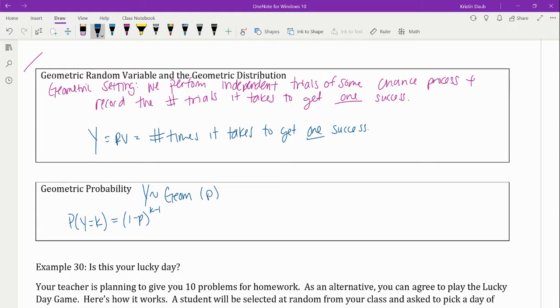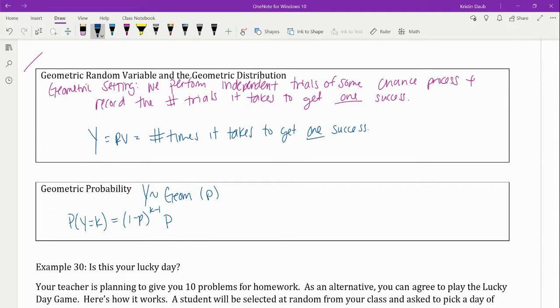1 minus p is the probability of failure. And I have (1 minus p) to the power of k minus 1, because it's going to take me k tries to get a person with a jumper cable. So k minus 1 times, I will have a person with no jumper cables. And then the very last time, I will find someone who does have jumper cables, p.